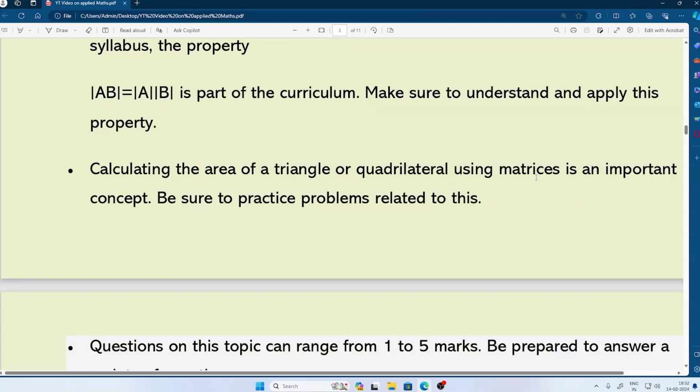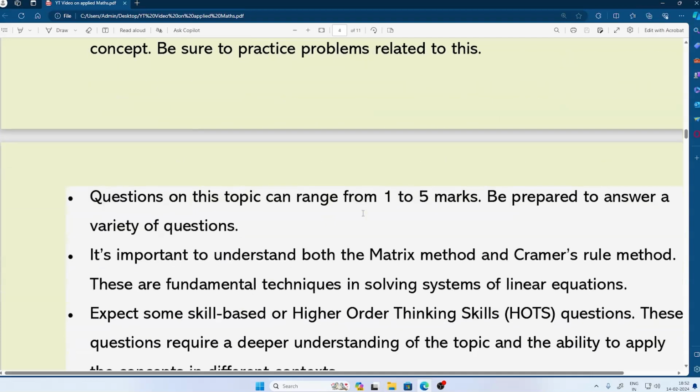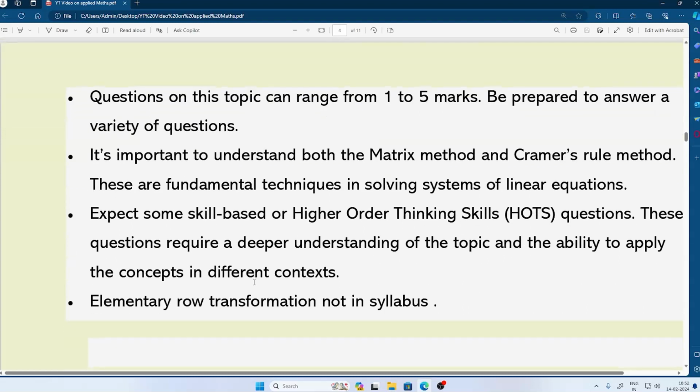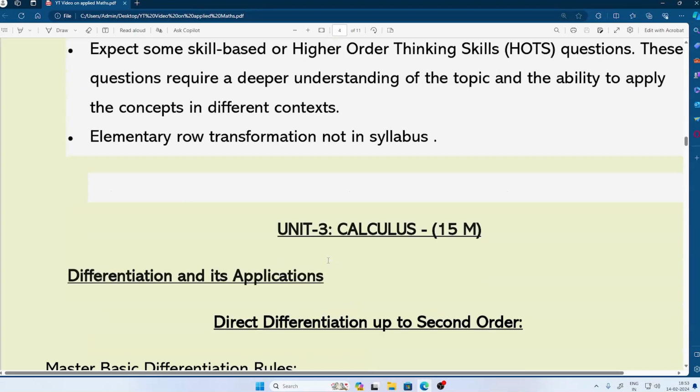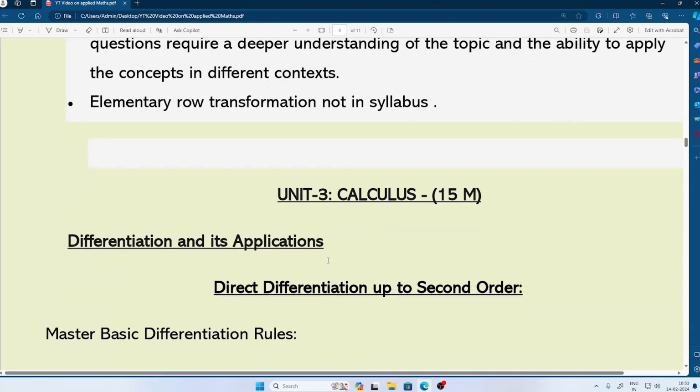Area of a triangle or quadrilateral using matrices is important. Using determinants, it will be a very important concept. Be sure to practice problems related to this. And questions can range from 1 to 5 marks. HOT questions can be there. Cramer's rule and Martin's rule for solving equations, very important. You must revise properly. Elementary row transformation, I remind you again, is not in the syllabus.